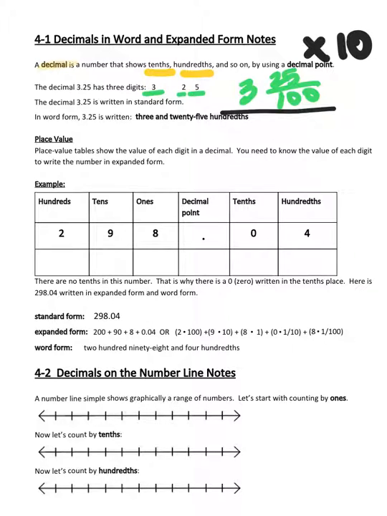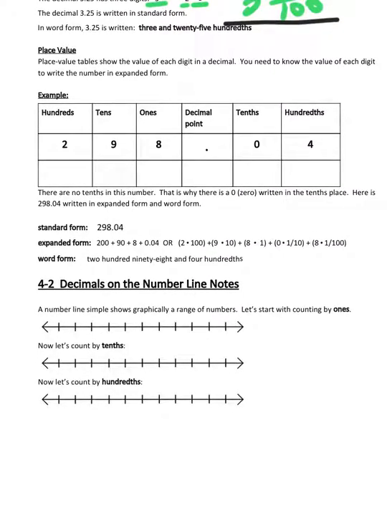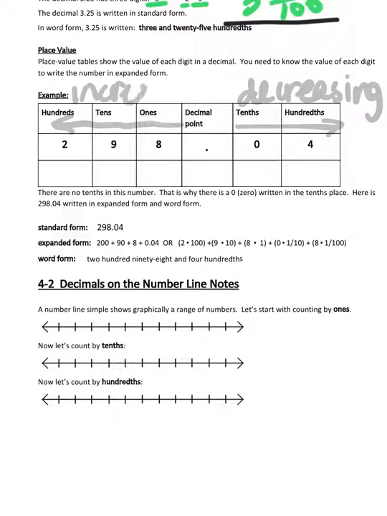Place value tables show the value of each digit in a decimal. What you really need to remember is that anything to the left of the decimal point is going to be multiples of 10 increasing, and anything to the right is going to be multiples of 10 decreasing, right? Getting smaller and smaller. To the left is going to be increasing. Always think of decimals in terms of money, and then it usually makes sense, okay?